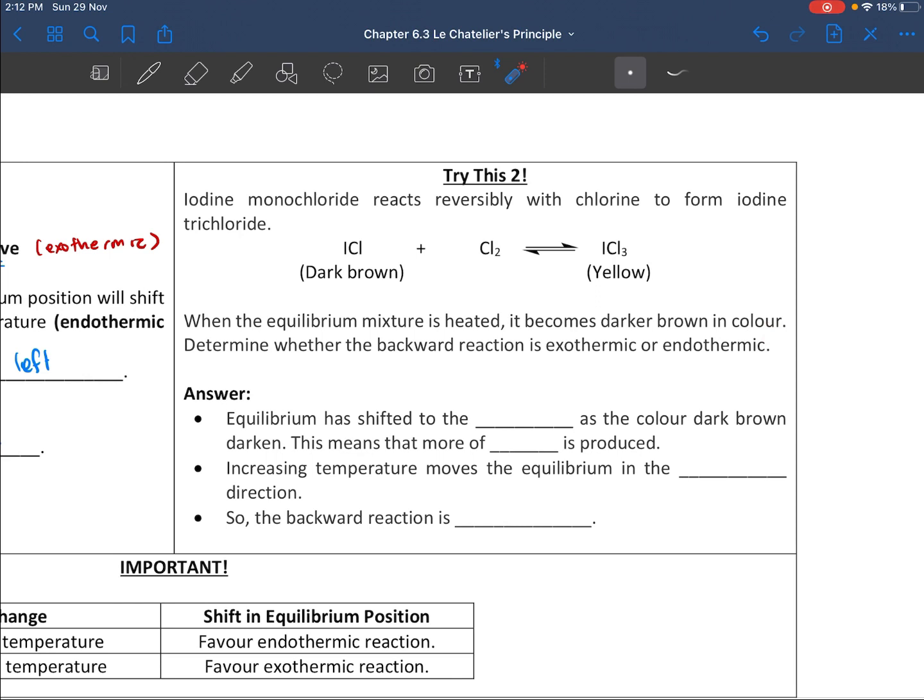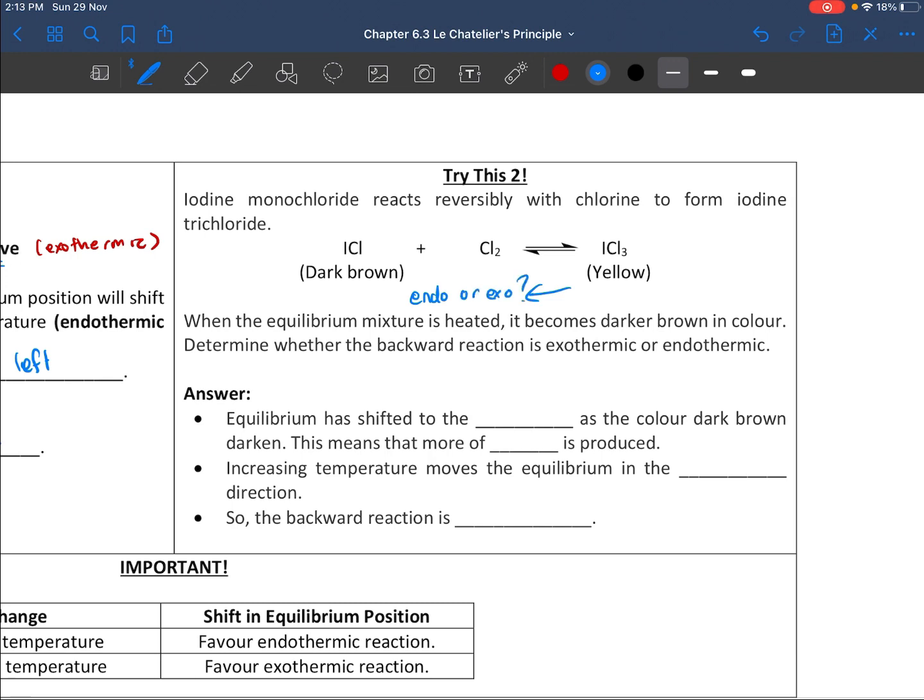Okay, so maksudnya bila kita panaskan reaction ni, okay, so colour dia jadi makin gelap. Dark brown dia tu makin gelap. Okay, determine whether the backward reaction is exothermic or endothermic. Okay, so dia tanya forward dia tanya backward dia, which is reverse ni. Okay, ini endo ke exo? Endo or exo?